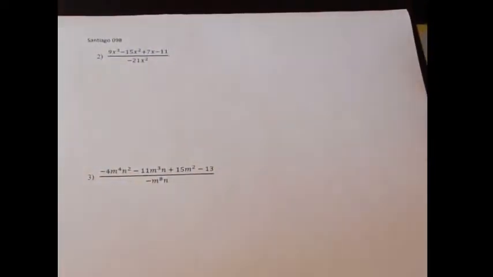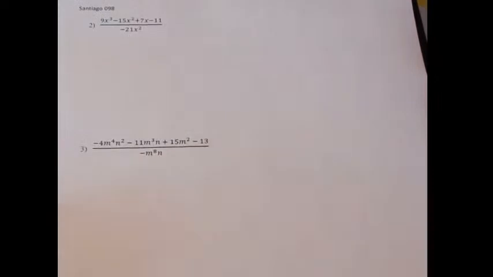So for number 2, we have 9x to the 3rd minus 15x squared plus 7x minus 11, all divided by negative 21x squared. Let's see what you get. Take a few minutes starting now. All right, let's check it out.